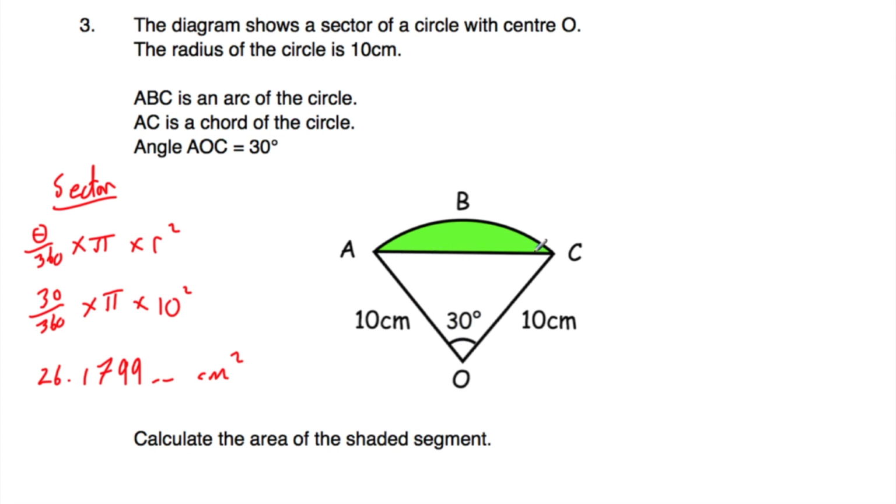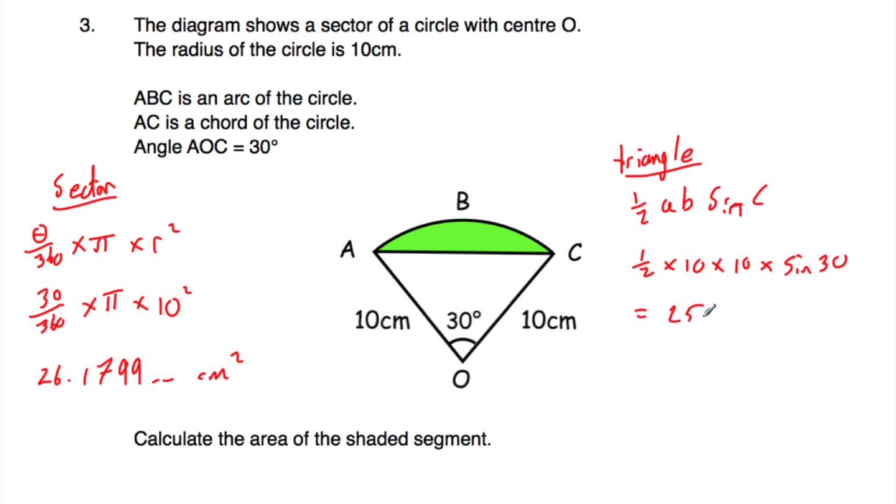Now we need to find the area of the triangle. To find the area of this triangle we're going to use a half ab sine C, where a and b are the two sides, 10 and 10, and C is the angle between them, which is 30 degrees. So we're going to do a half multiplied by 10 multiplied by 10 multiplied by the sine of the angle in between them, so that's the sine of 30 degrees. And whenever we work out a half times 10 times 10 times sine of 30 degrees, that's equal to 25. So that means that the area of this triangle is 25 centimeters squared.